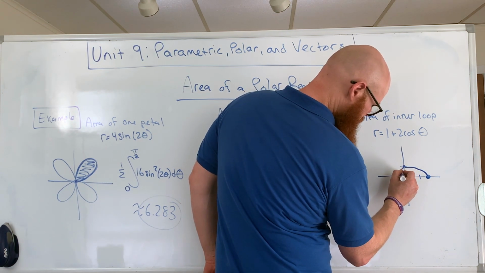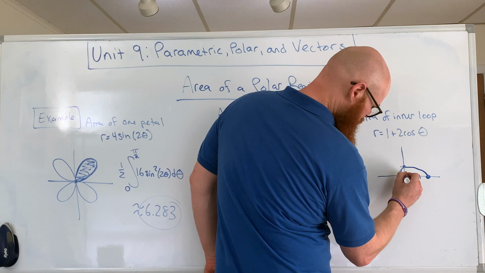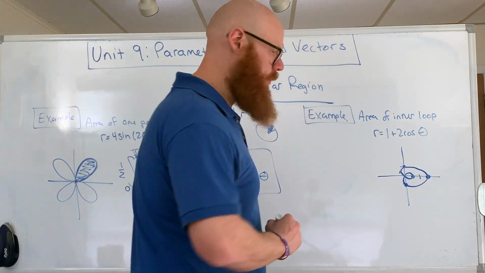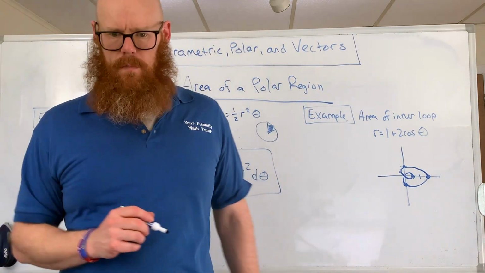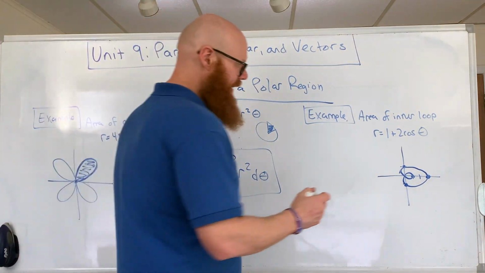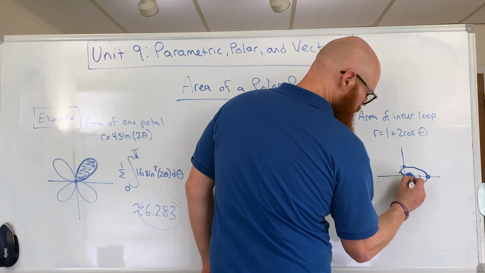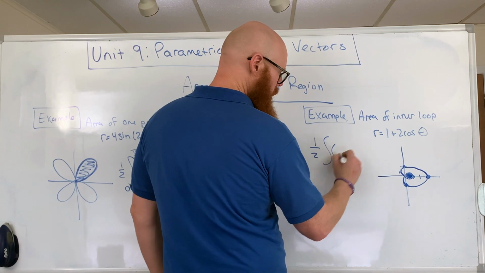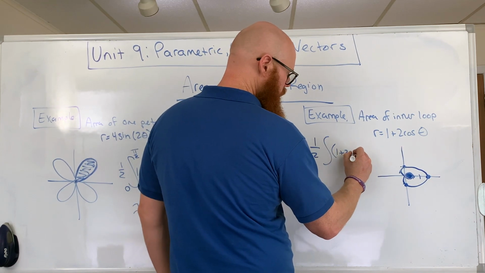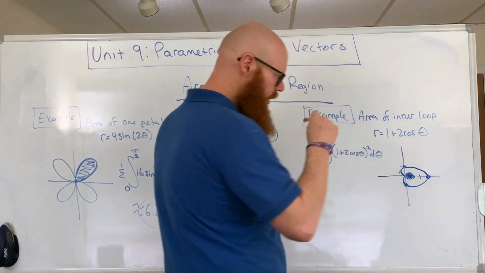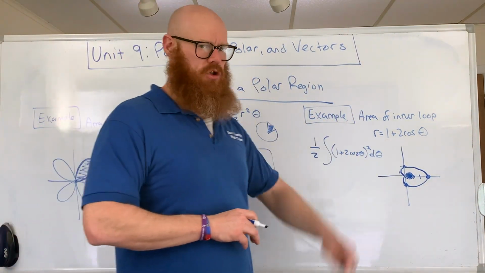Oh yeah, it comes through the origin twice. Okay, so that's what the inner loop looks like. So what we need to do is find the area of the inner loop. So once again, we have 1/2 integral r squared. If it's just a single area, that part should be pretty easy, 1/2 r squared.